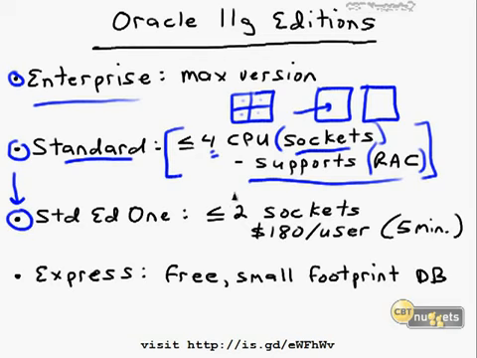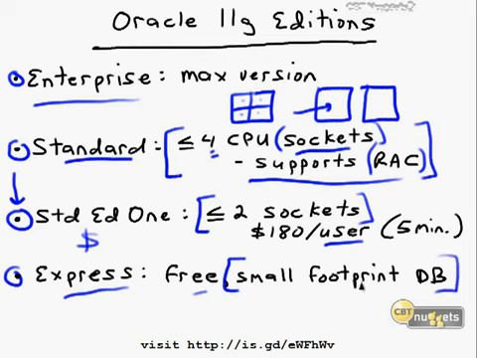Further down, we have Standard Edition 1. This Oracle likes to posit as a very cost-effective solution. We need to remember that with Oracle 11g, we're not only paying for the server license, but we're also paying licenses per user. Here, we have a maximum of 2 CPU sockets per machine. And then finally, we have the free Oracle 11g Express. This is free, no licensing, it's redistributable, and it has a relatively small footprint.